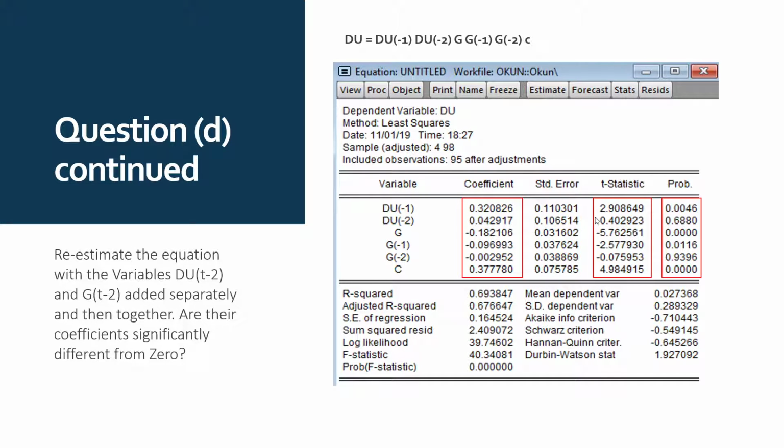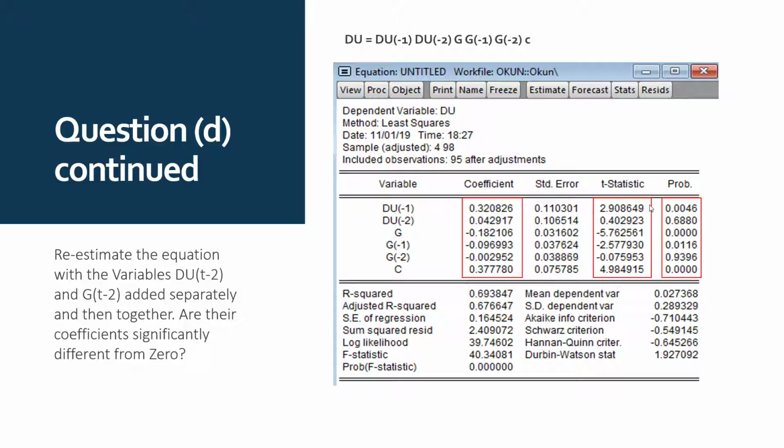So moving on to our next equation, which is du minus 1 lag, du minus 2 lags, our g minus 1 lag, and g minus 2 lags with our constant of du. Here we can see our coefficients, which once again reiterates that GDP has a negative influence on unemployment. So when GDP rises, unemployment lowers.